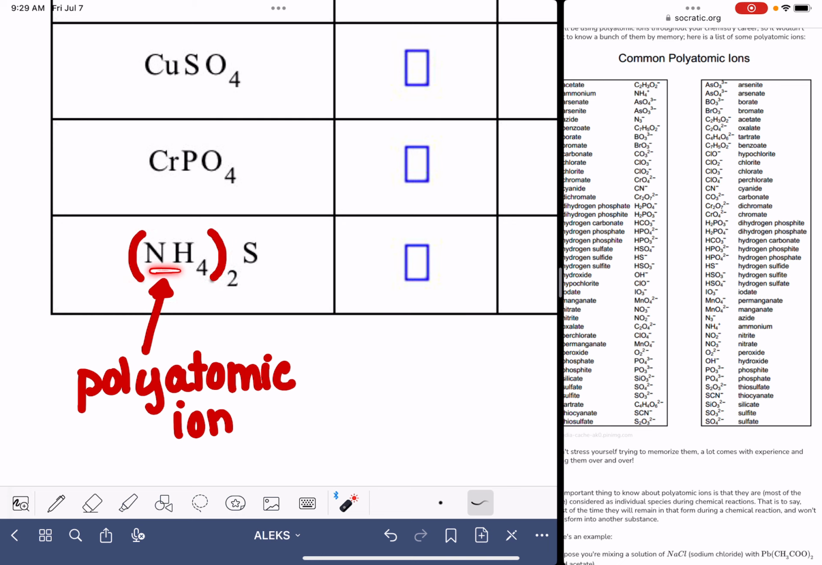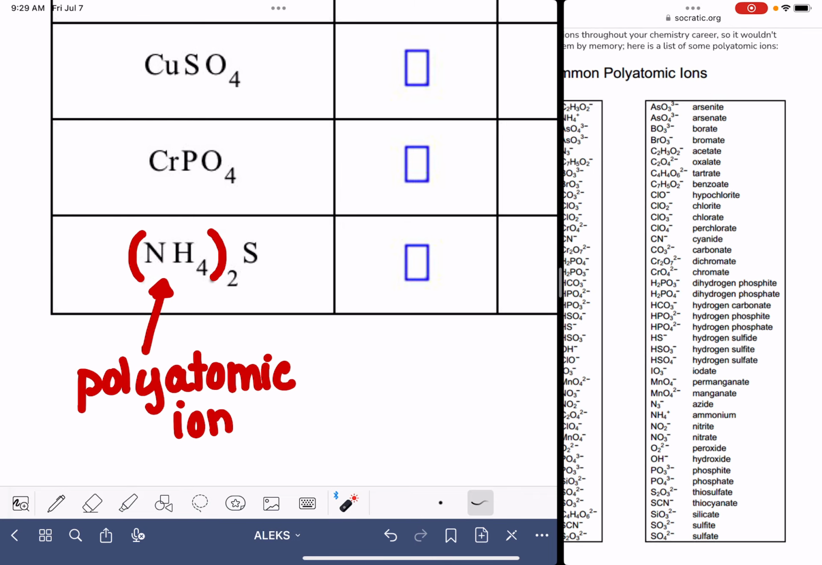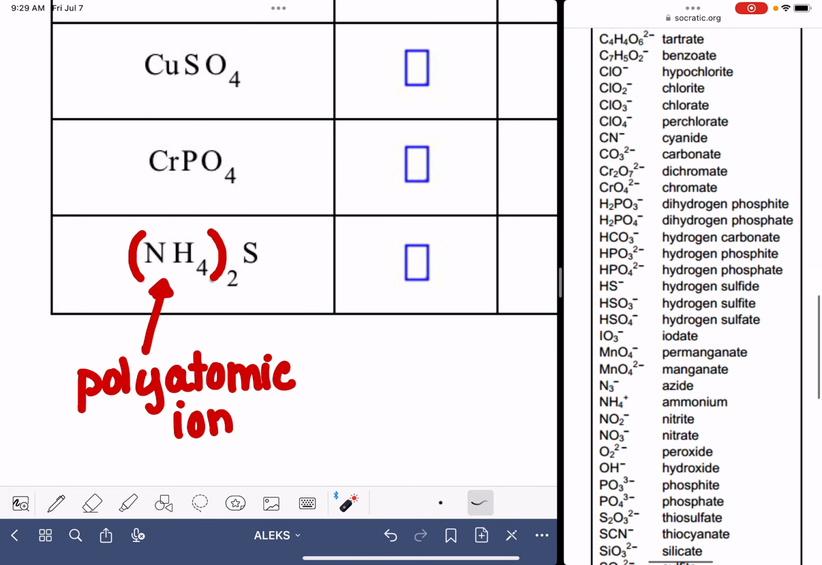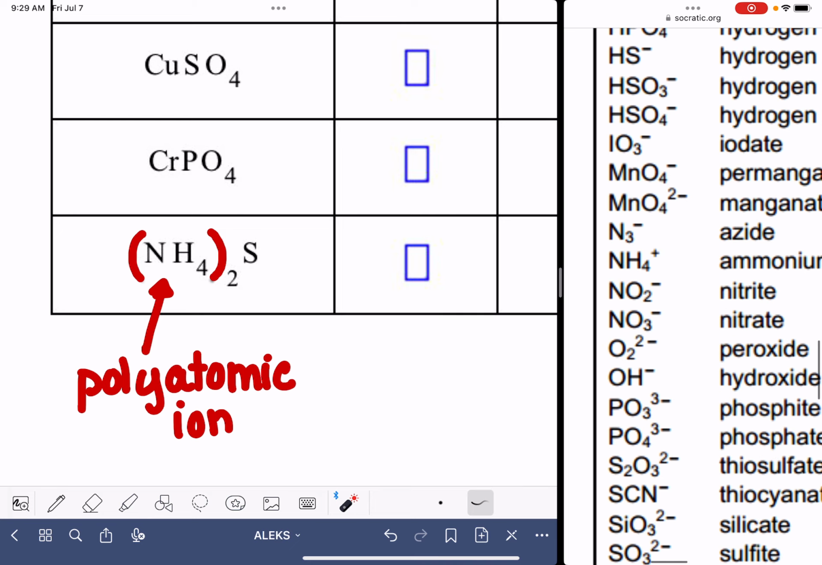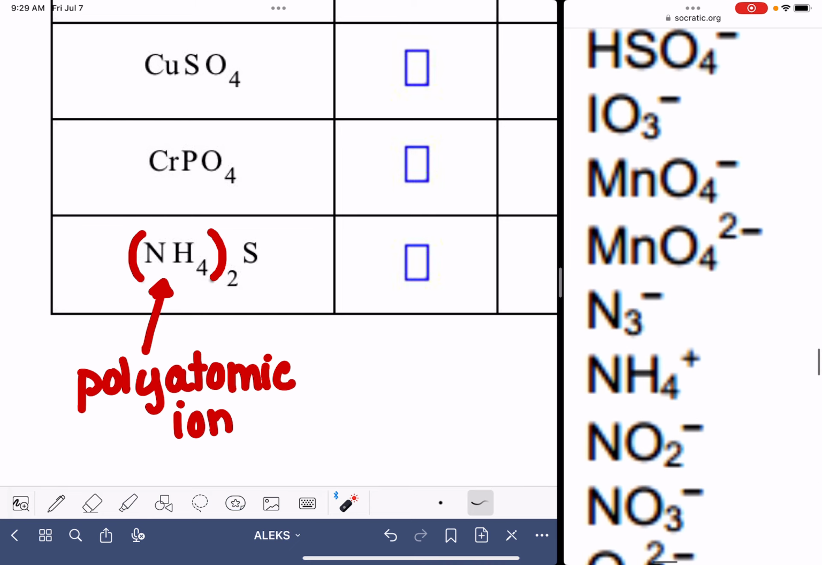We know that NH4 is our polyatomic ion. We just need to go to a table of polyatomic ions, find NH4 so that we can look up what its charge is. There it is, and we can see that NH4 has a positive charge, NH4+.